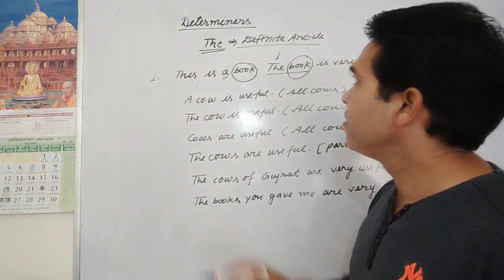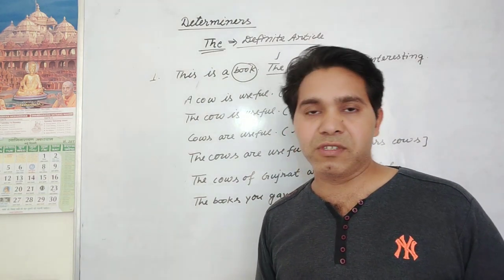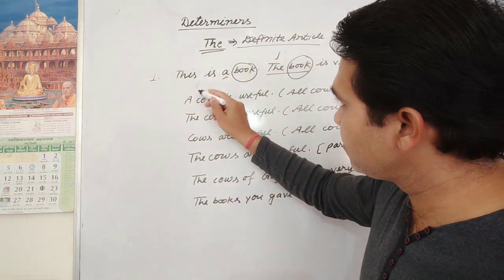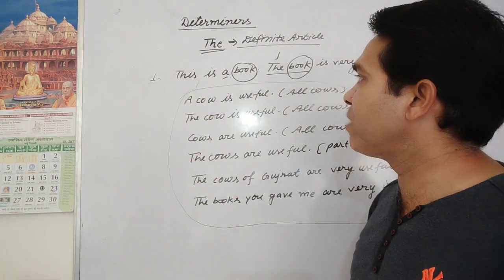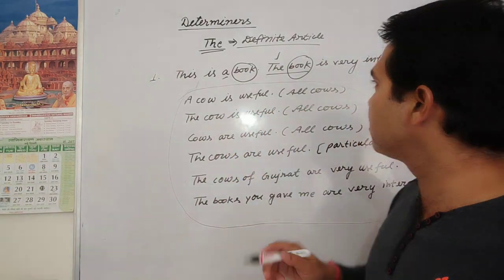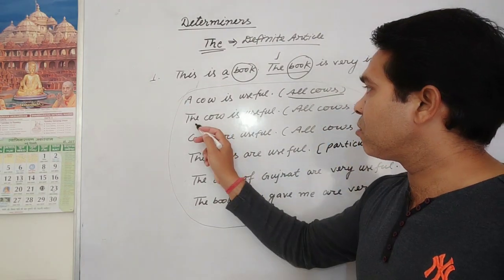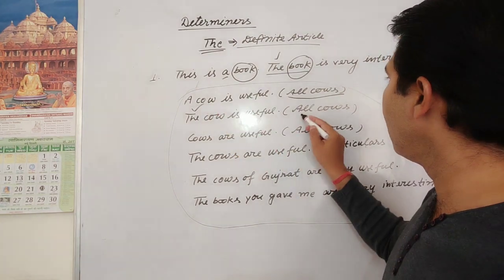And remember, the is used before countable nouns. Okay. Sometimes you can see here, it happens. See the examples, I will tell you the difference. A cow is useful, means it shows all cows. Okay. Now the cow is useful. Here the also means all cows.